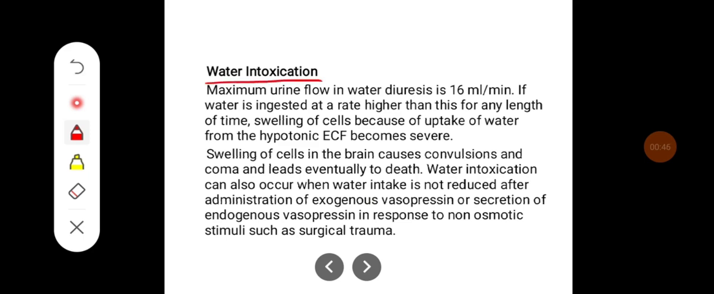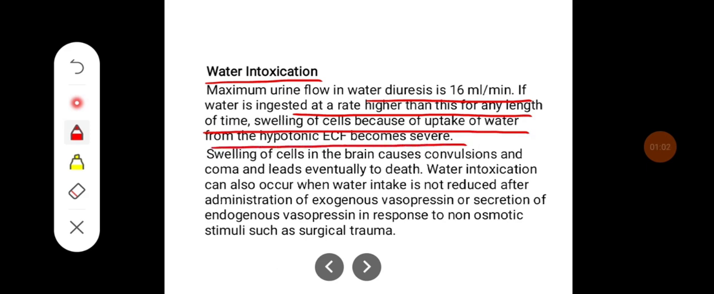Water intoxication. Maximum urine flow in water diuresis is around 16 ml per minute. If the water is ingested at a rate higher than this for any length of time, swelling of the cells because of the uptake of water from the hypotonic ECF becomes severe. Swelling of the cells in the brain causes convulsions and coma and leads eventually to death.